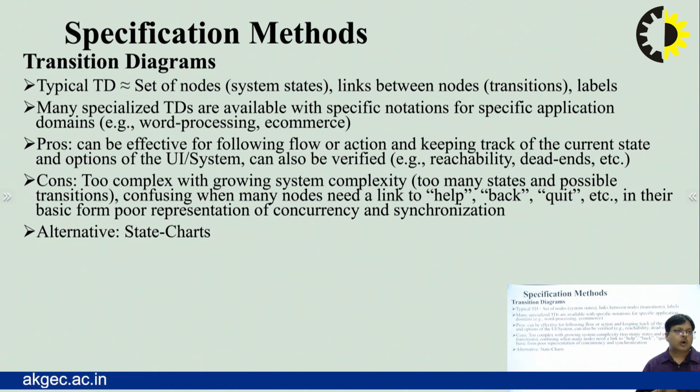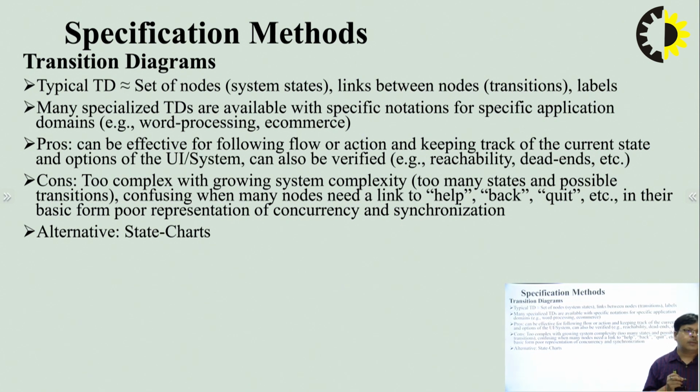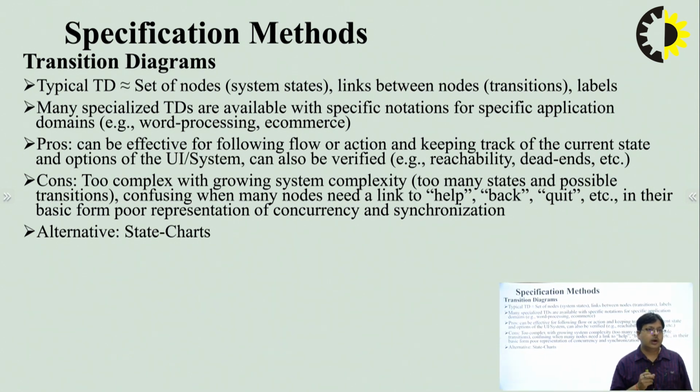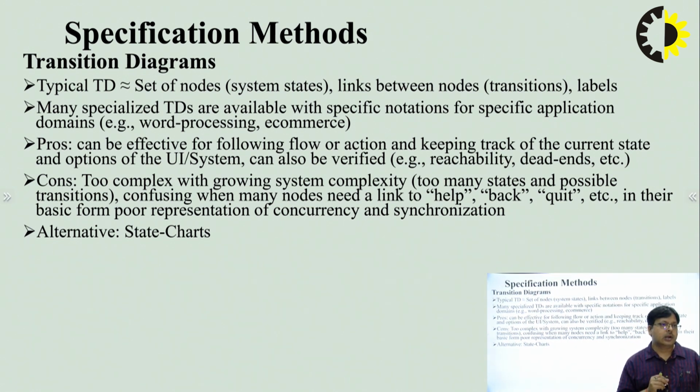In a transition diagram, what do we do? A transition diagram is typically a set of nodes, and the nodes are called system states, and all the system states are linked together, and those links show the transitions, right? And they are labeled with a name. Many specialized transition diagrams are available with specific notations for specific application domains, e.g. word processing, e-commerce, or various applications where we see that particular transition diagram.